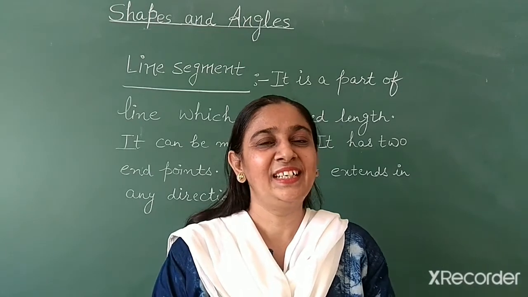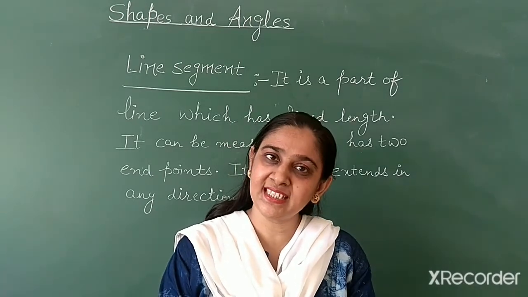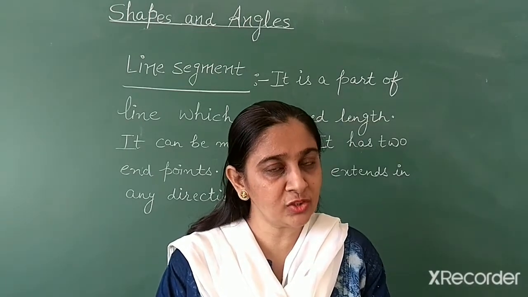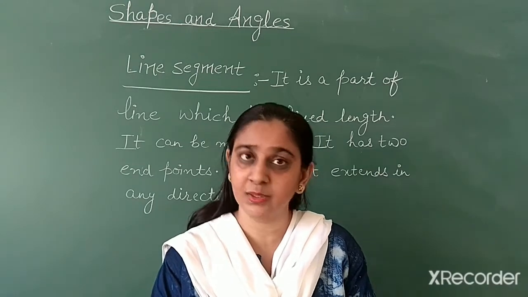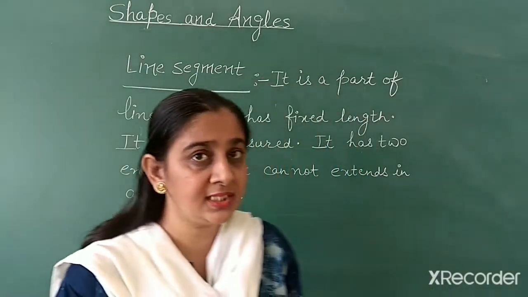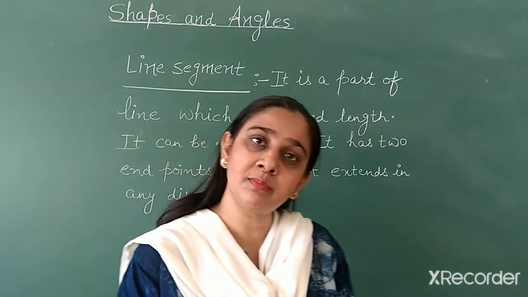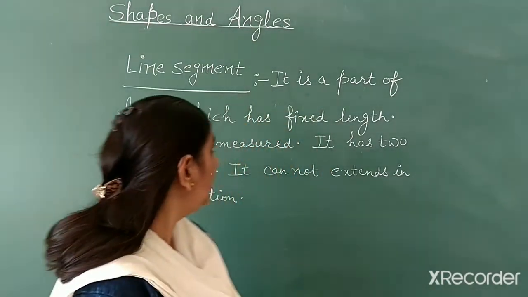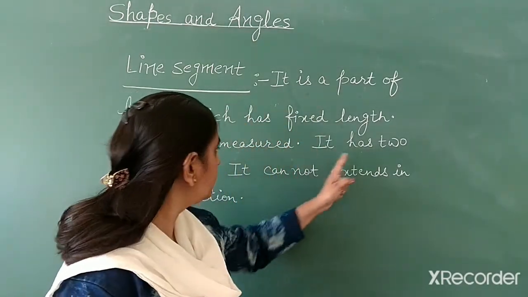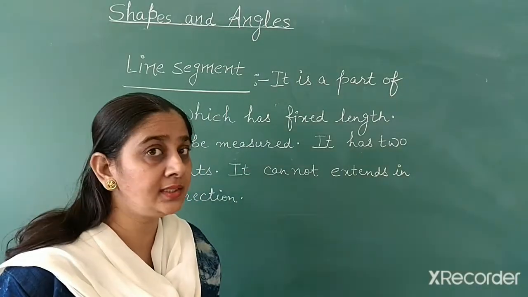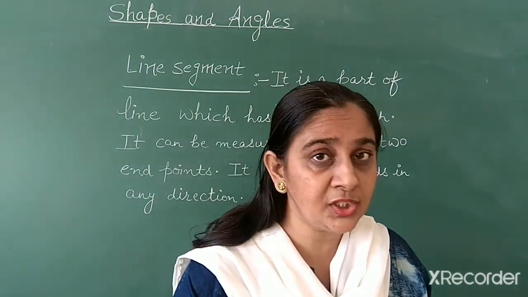So now children, we will discuss line segment. A line segment is a part of a line which has a fixed length. It can be measured with the help of a scale or some measuring tape. Now, it has two endpoints and it cannot extend in any direction.